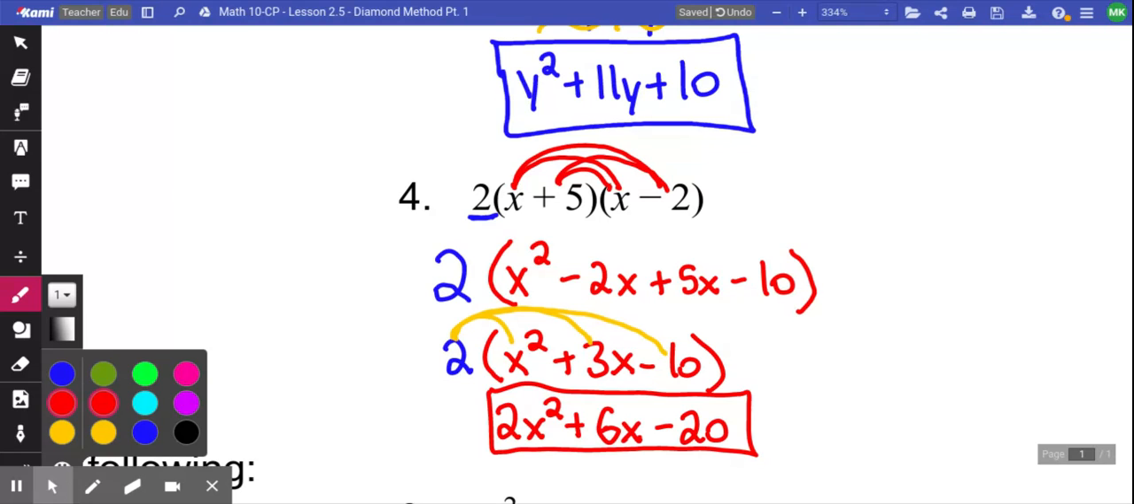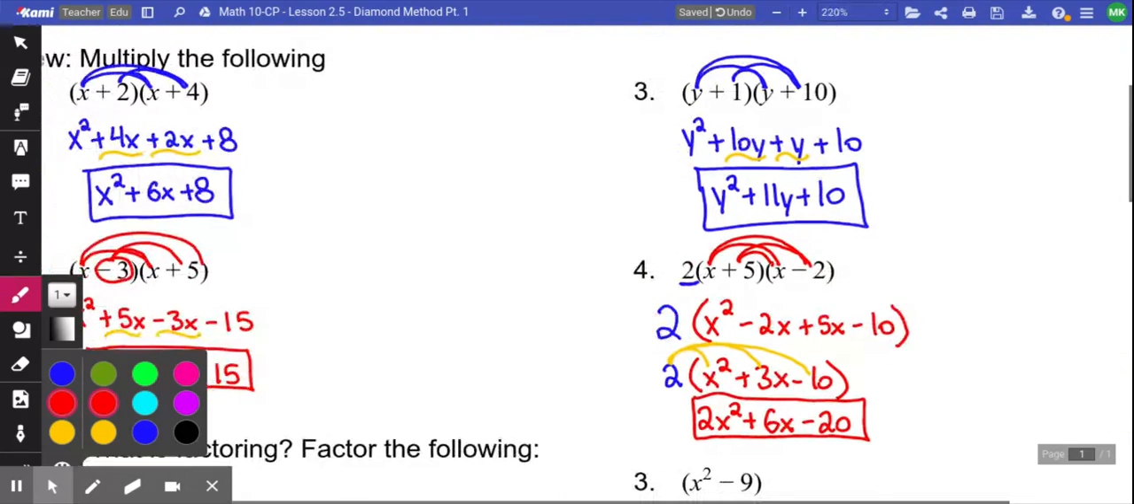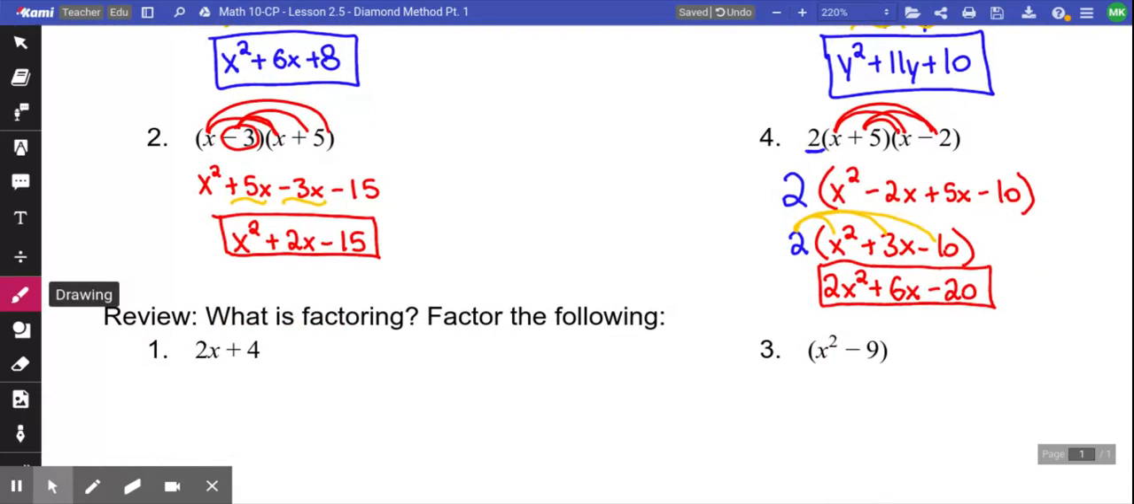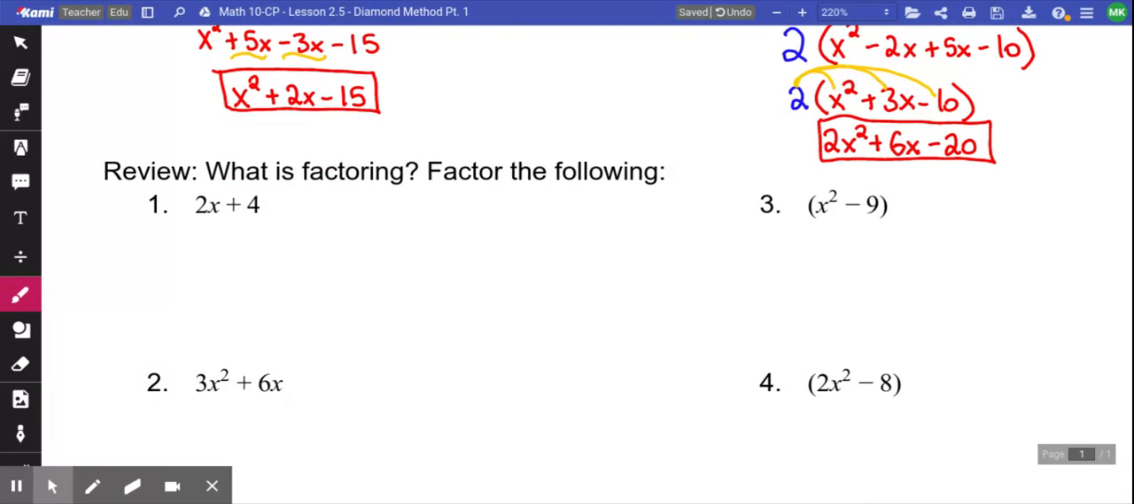Awesome. That's multiplying, right? And hopefully we noticed a little bit of a trend here. All of our answers were trinomials, meaning there was 3 terms. And I got those 3 terms by multiplying two binomials together. What we did yesterday was we started factoring. Factoring is unmultiplying something. And we learned 2 types of factoring.